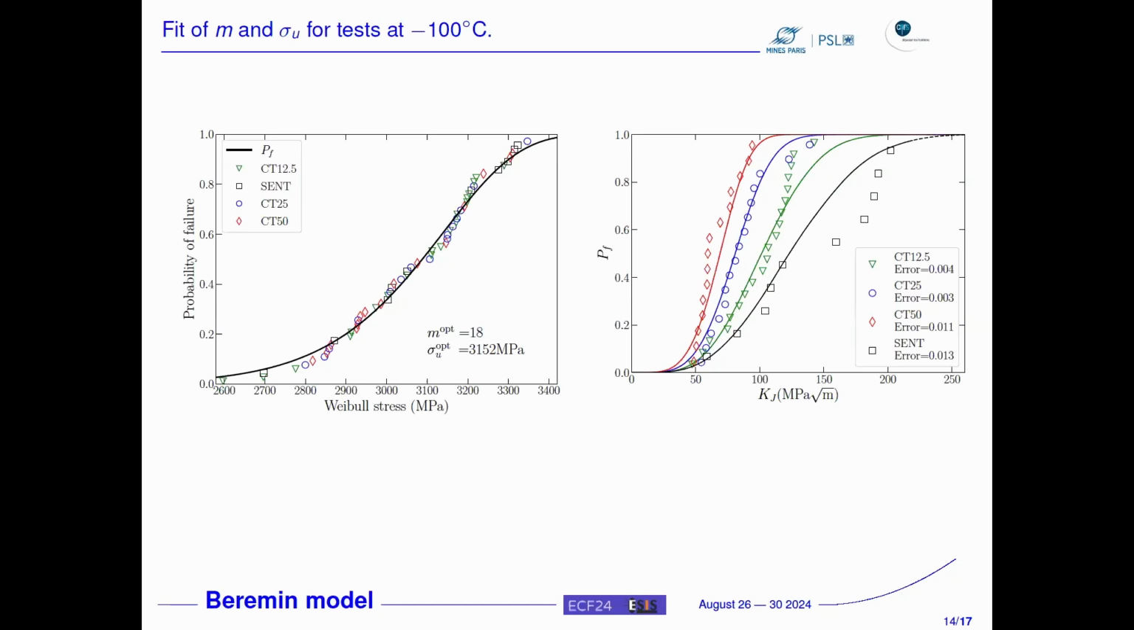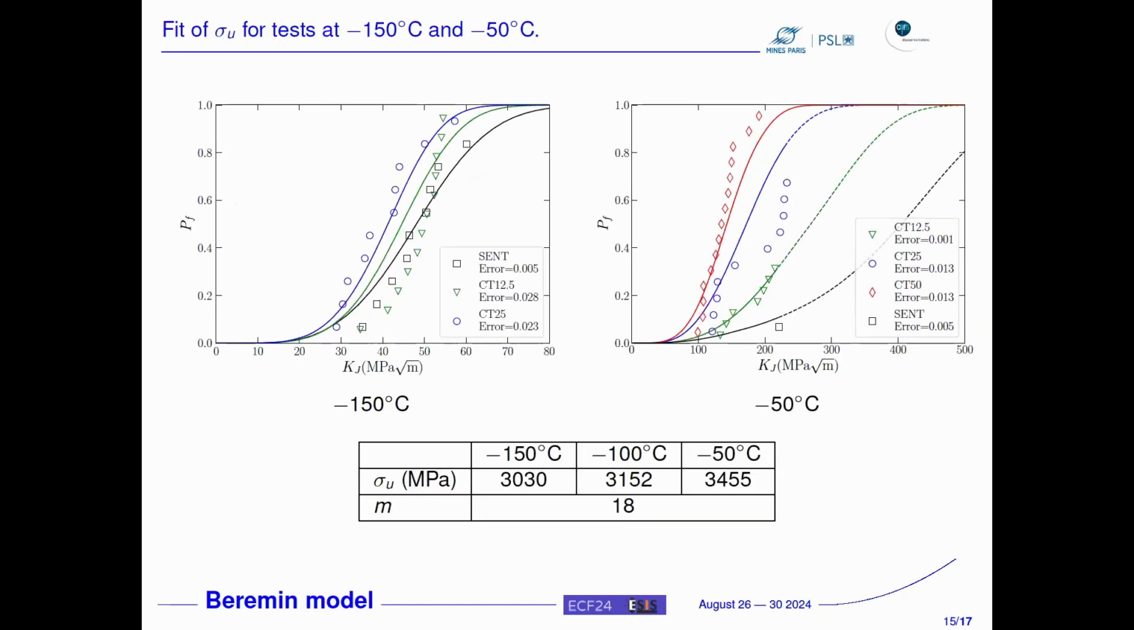The first three curves here are for the CT, and we see clearly a size effect. These are the big CT, and that's the small CT. And this one here is for the SCNT, and we see that the stress state in the SCNT is beneficial, and you can get higher toughnesses.